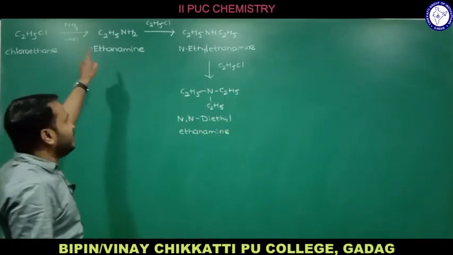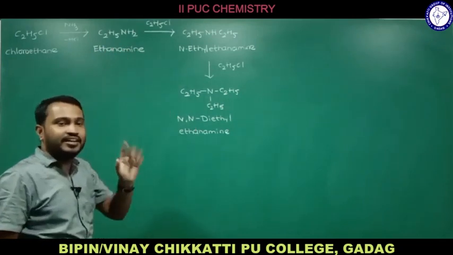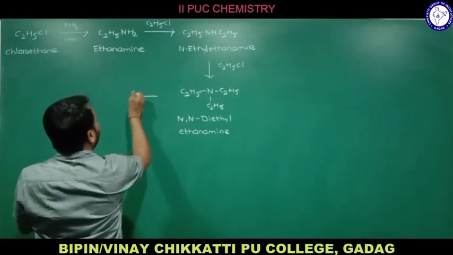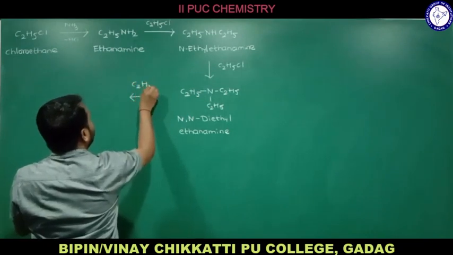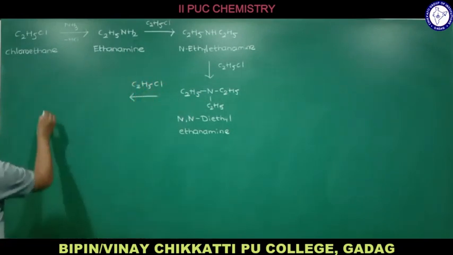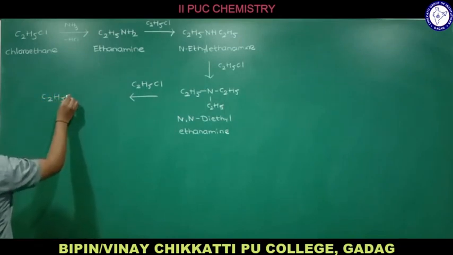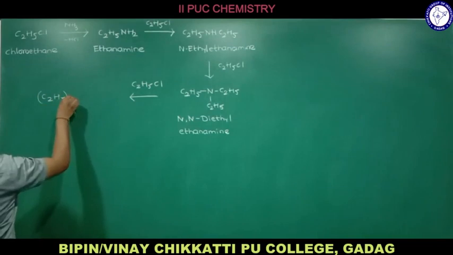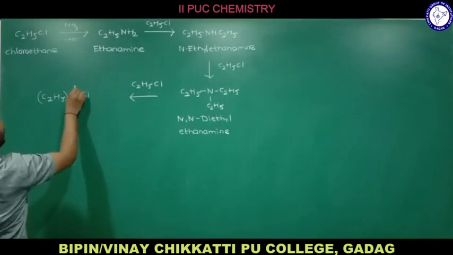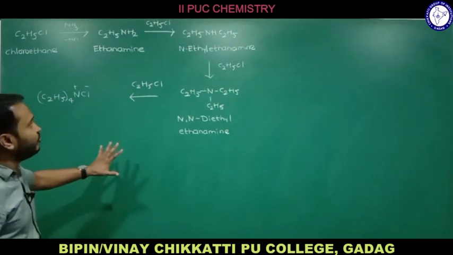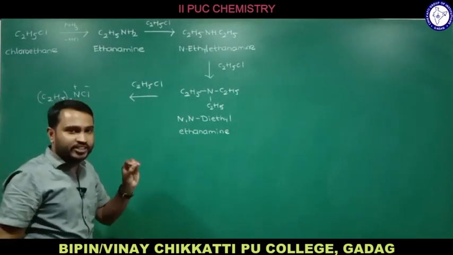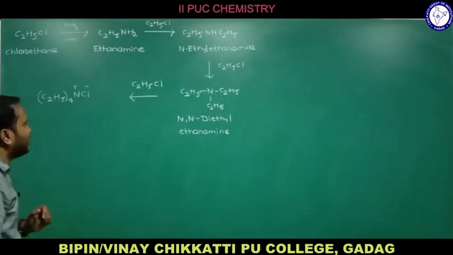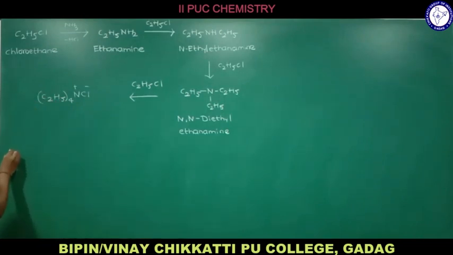So this is how you get a primary amine, secondary amine, and tertiary amine. If you add excess of alkyl halide again, as I told you, we are going to get quaternary ammonium salts, and what we get here is C2H5 four times on N, and Cl over here, that is the quaternary ammonium salt. This is how the ammonolysis reaction takes place, and we get a mixture of amines like this. One more example I can consider is C6H5CH2Cl.